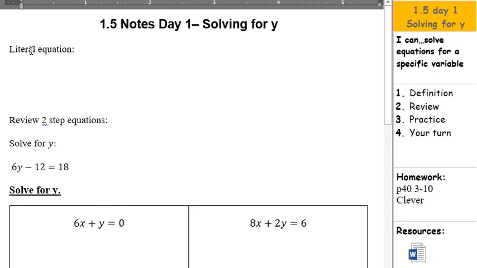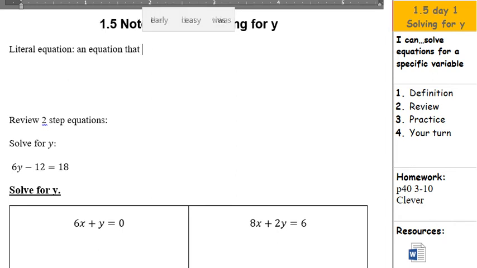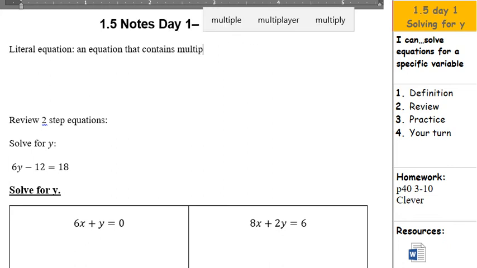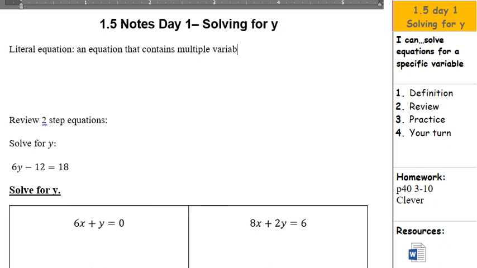We're going to do that by first looking at a definition of a literal equation. Then we are going to review a two-step equation. We're going to do a little practice, and then we're going to do a your turn. So a literal equation is basically an equation that contains multiple variables.